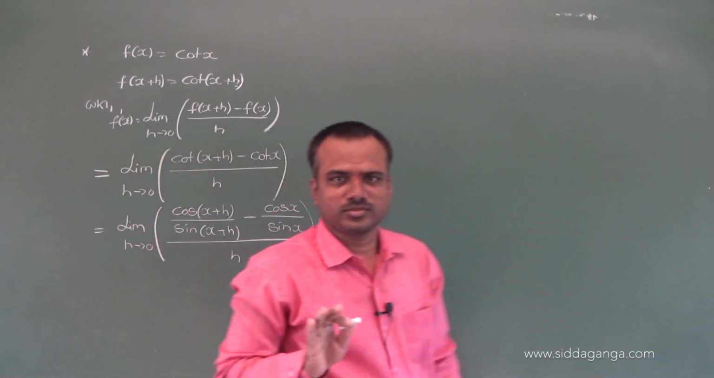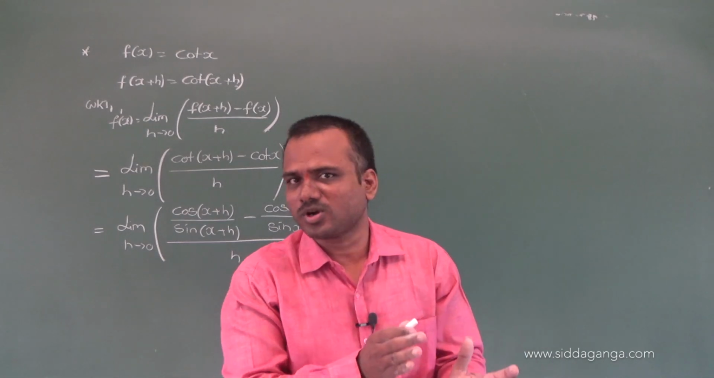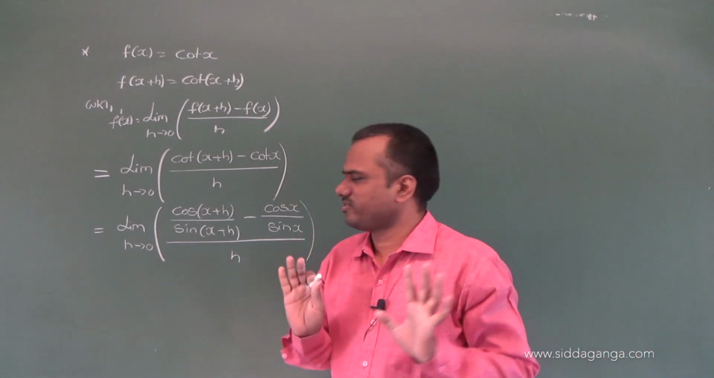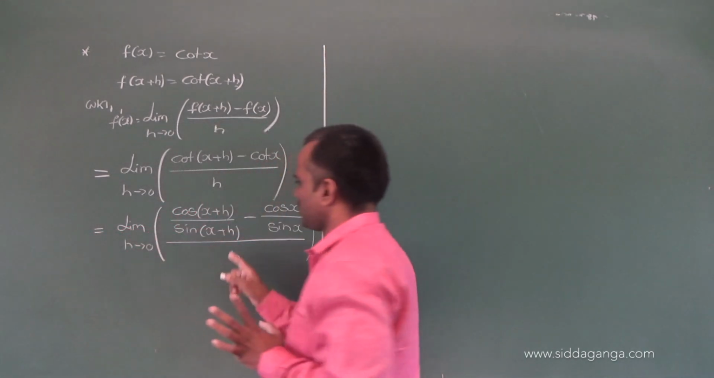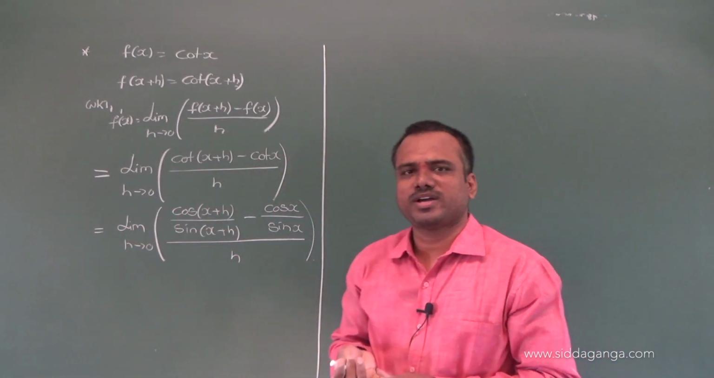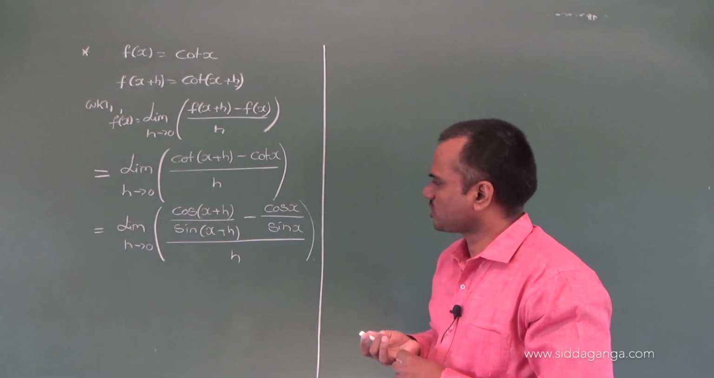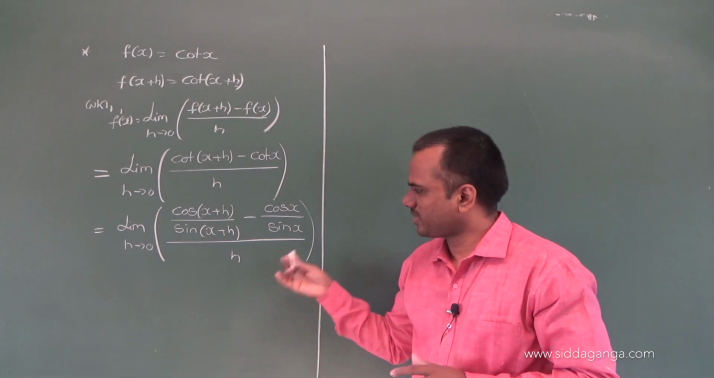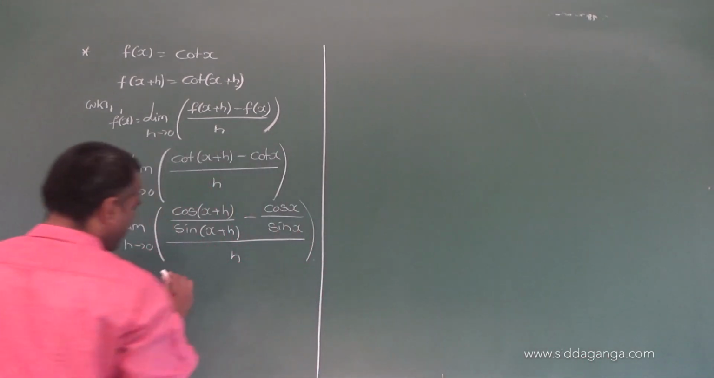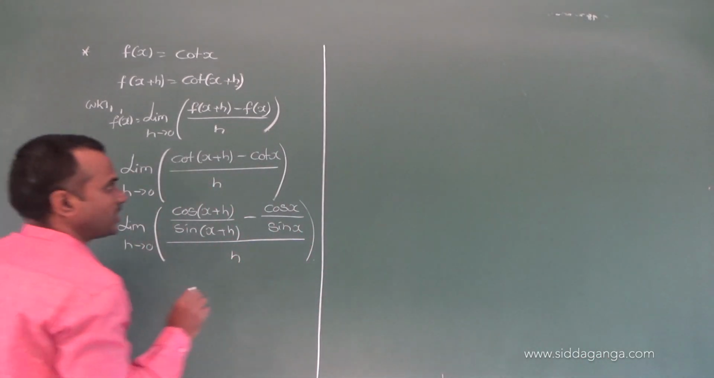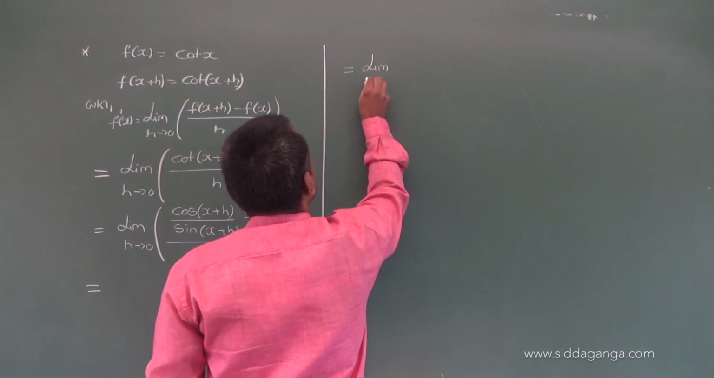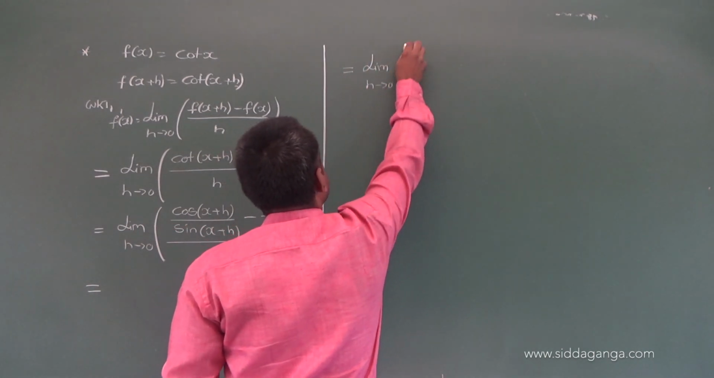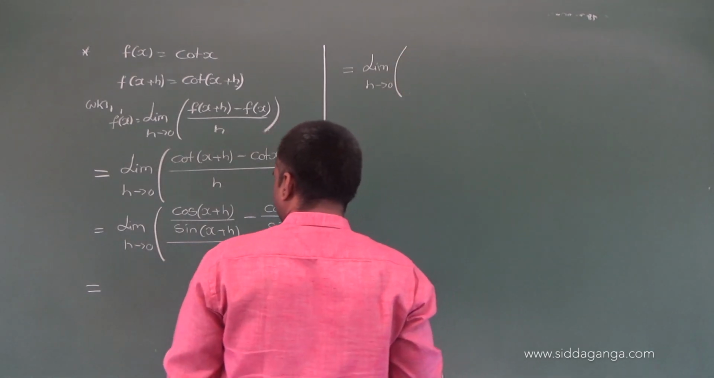First step, we follow the previous problem, tan x, the same procedure. Okay, same procedure. Limit as h tends to 0 of [cos(x plus h) by sin(x plus h) minus cos x by sin x] divided by h. What do we do? We take the LCM. I write here, h tends to 0.